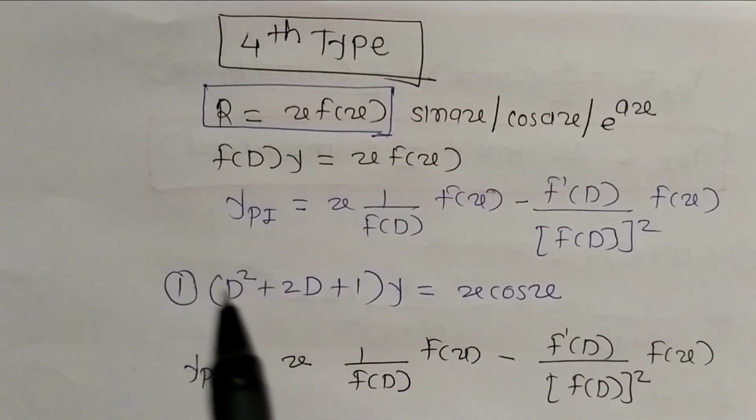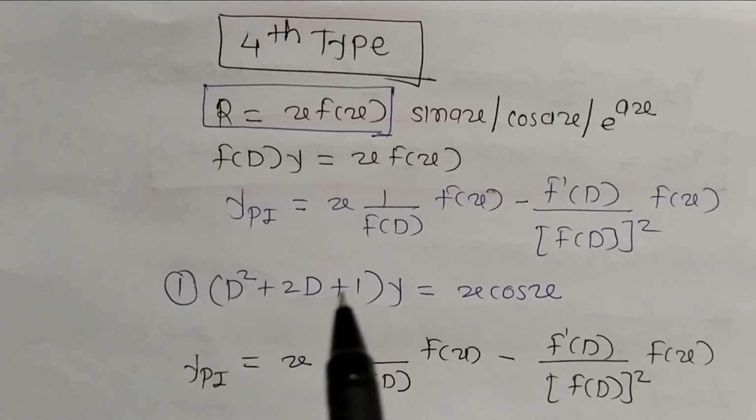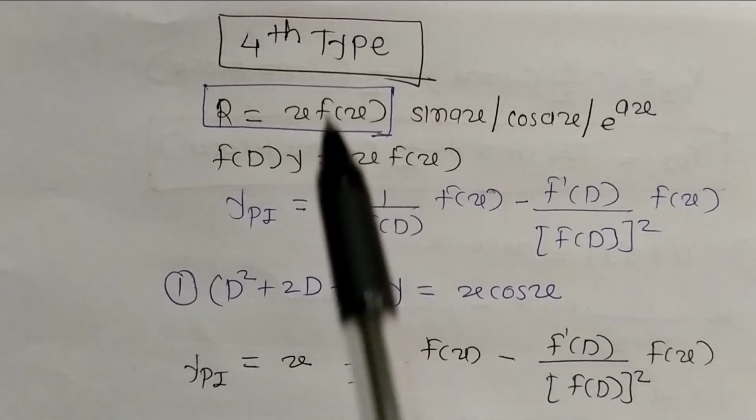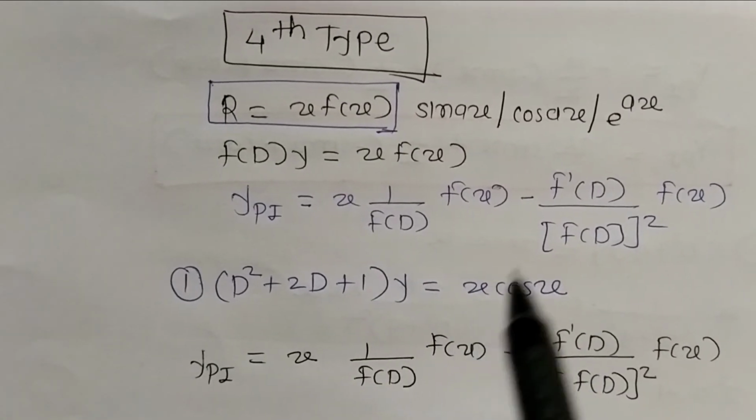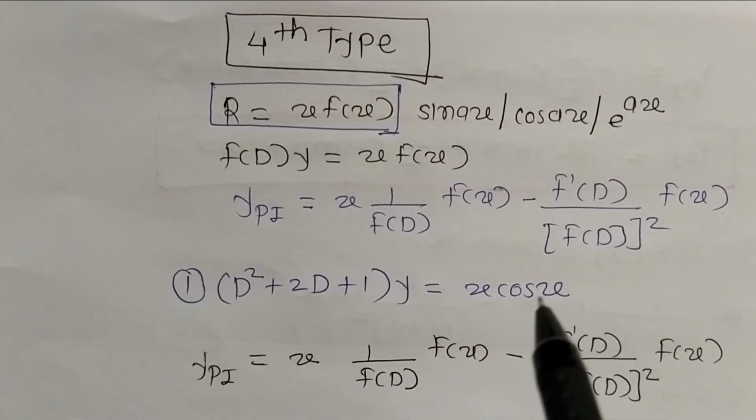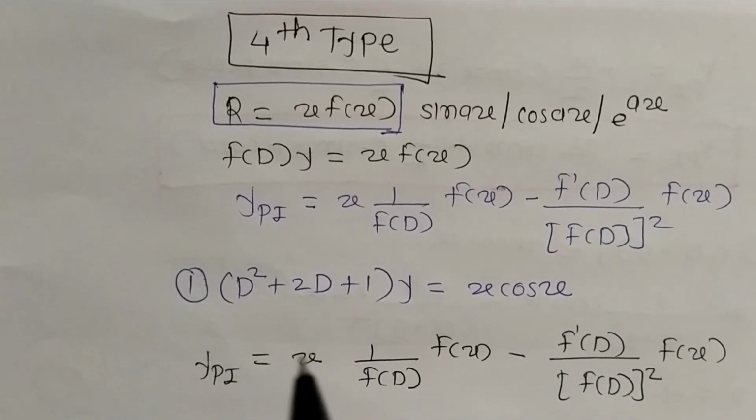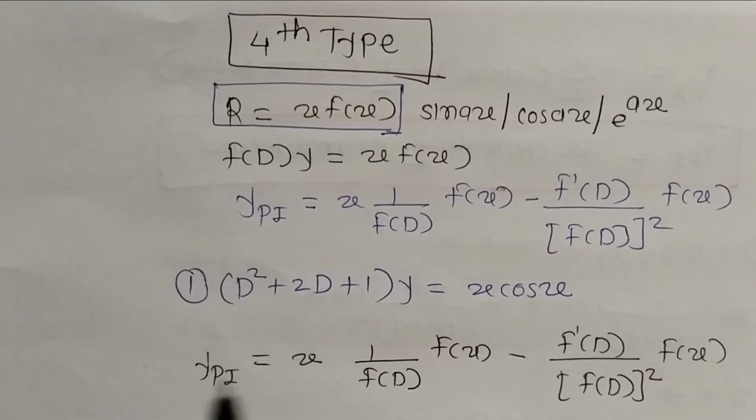Let us consider the first example, that is d square plus 2d plus 1, y is equal to x cos x. It is in the form of x into f of x, where f of x is cos 1x. So this is the format of this differential equation. Then the particular integral is equal to x 1 upon f of d, f of x, minus f dash of d upon f of d whole square, f of x.